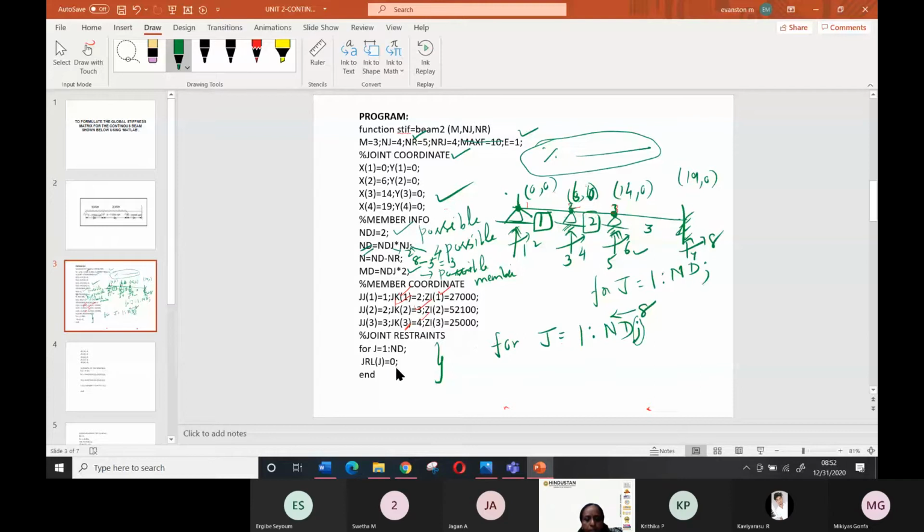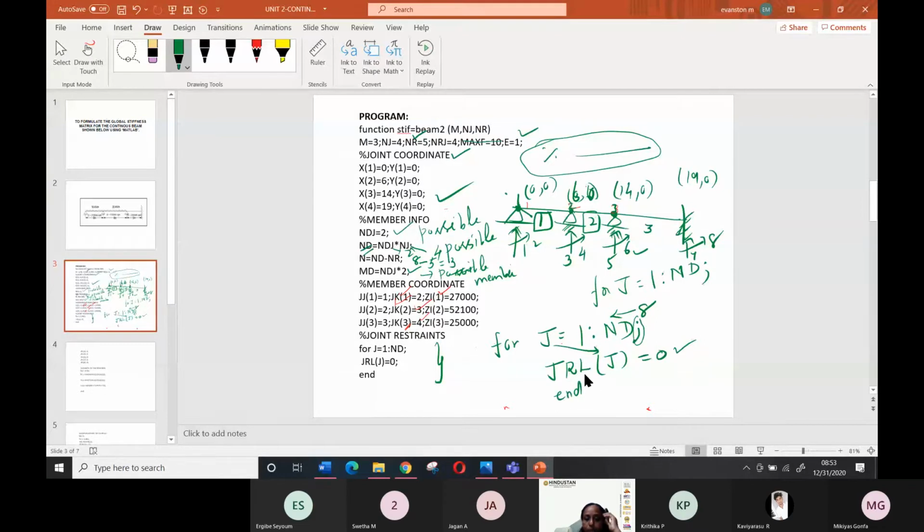What will happen? You are taking everything as restrained. JRL of j, where j means this j, is equal to 0. So initially it will keep all the joints as restrained. It will take the degrees of freedom as 0. And it is a loop. First it will take j is equal to 1, and it will go to the next step.